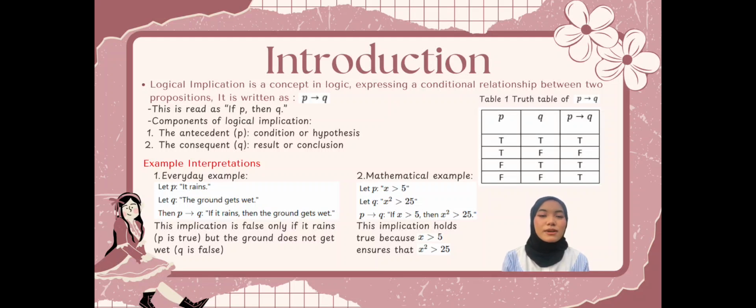Second, for a mathematical example, let P be x greater than 5 and Q be x squared greater than 25. The implication P conditional Q holds true because if x is greater than 5, it guarantees x squared is greater than 25. You can also see the truth table for P conditional Q, where it's false only when P is true but Q is false. The rest is always true.